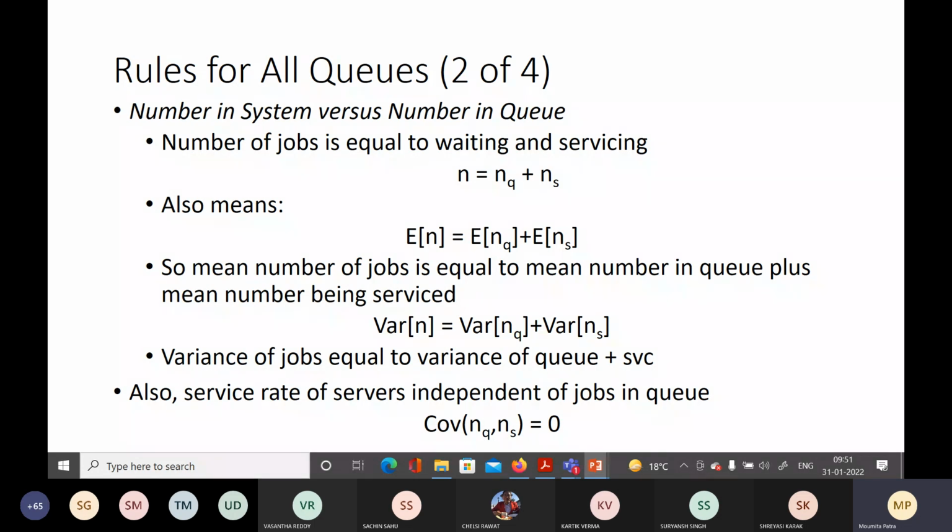Okay, so the service rate of servers is independent of the jobs that are there in the queue, and hence we can write that covariance of NQ and NS is equal to 0.